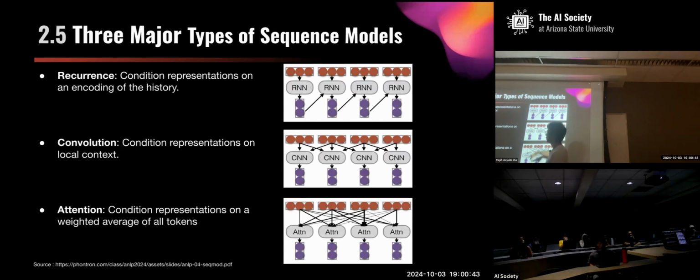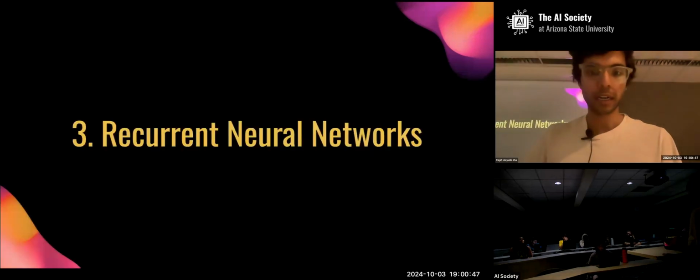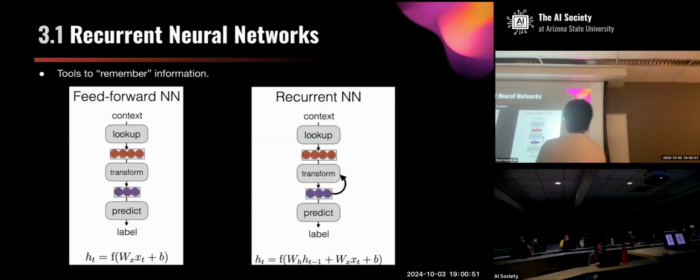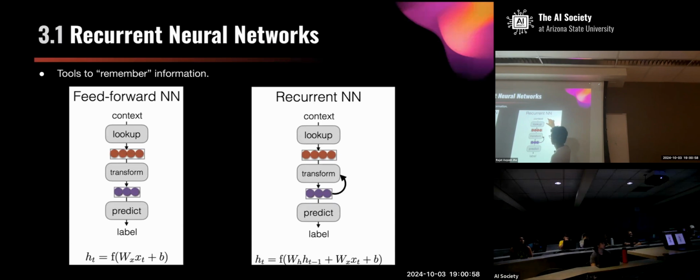So that's why we'll go over recurrence and attention mechanism in this workshop. So let's start with recurrent neural networks. As I said, a recurrent neural network means you have a context, or let's say you have a word and you are trying to predict the next word.